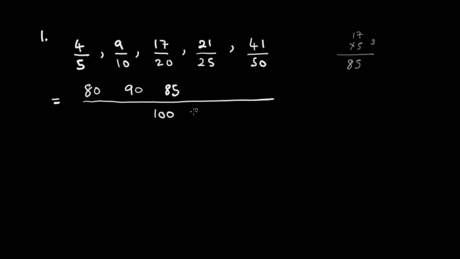Tikati 25 into 100 ndi 4. Tozoti 4 times 21. So 21 times 4. 4 times 1 ndi 4. And 4 times 2 ndi 8. Saka here we have 84. Tikati susu 50 into 100 ndi 2. Tikazoti 2 times 41 tinowana 82.